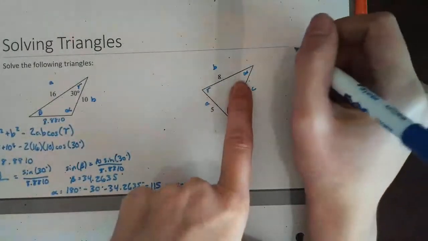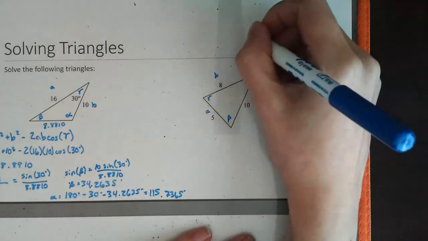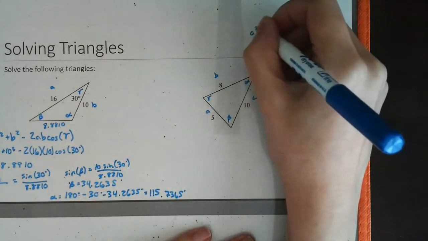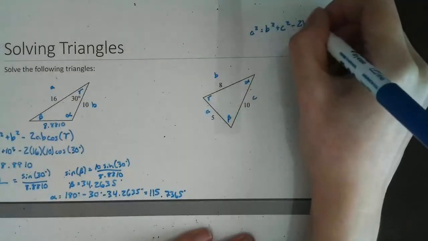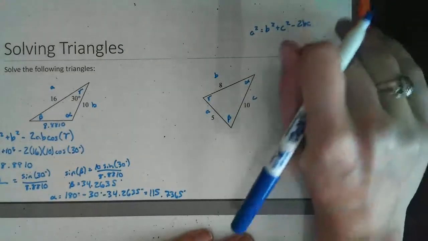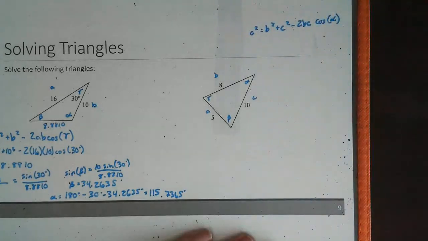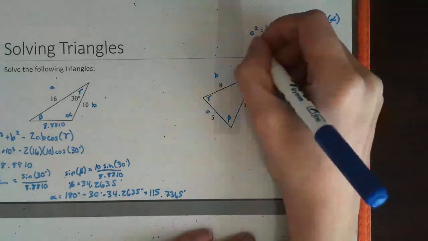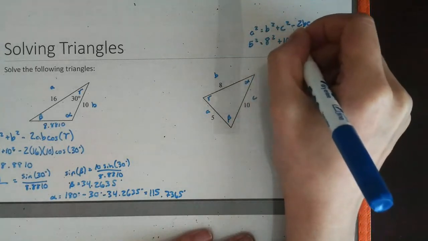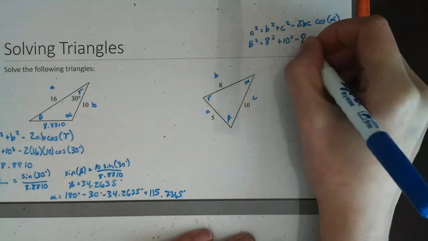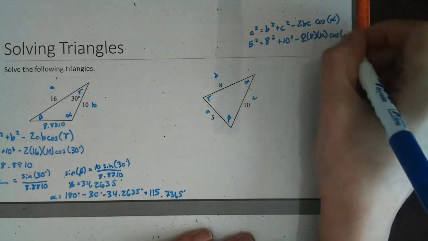So I need the formula that has alpha in it. So that will be a squared equals b squared plus c squared minus 2bc cosine of angle alpha. So that'll be 5 squared is equal to 8 squared plus 10 squared minus 2 times 8 times 10 times the cosine of alpha.